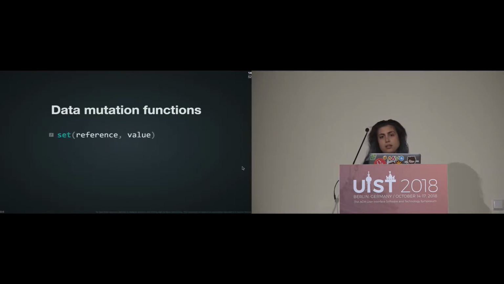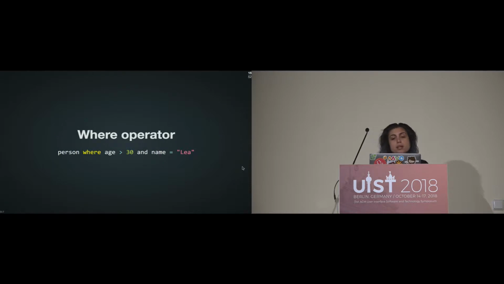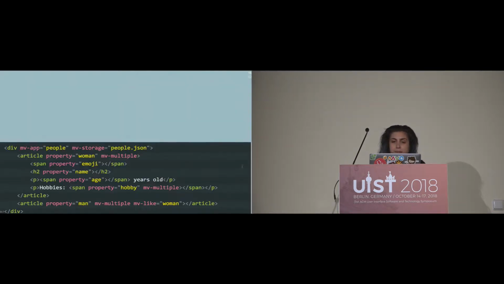These are set, which is analogous to SQL's update statements, delete, which accepts any number of references, add, which is analogous to SQL's insert statements and also accepts optional initial data or a position, and move for moving items either between collections or within the same collection to a different place. We kept these functions minimal to delegate selection and filtering logic to Mavo expressions. This maximizes the amount of computation specified in a reactive fashion. We also added a where operator to facilitate filtering.